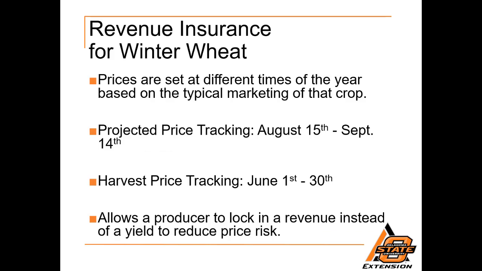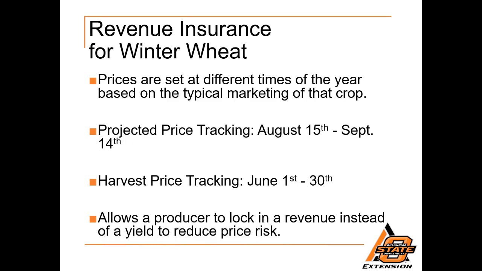So as I move through my examples, I'll talk about, again, winter wheat. So in this slide, we have revenue insurance for winter wheat. And when we talk about revenue insurance, that's guaranteeing a certain amount of revenue, which we all know is a function of the price for that commodity and the bushels or pounds of that commodity that we produce. So with revenue insurance, we have to have two parts of that.